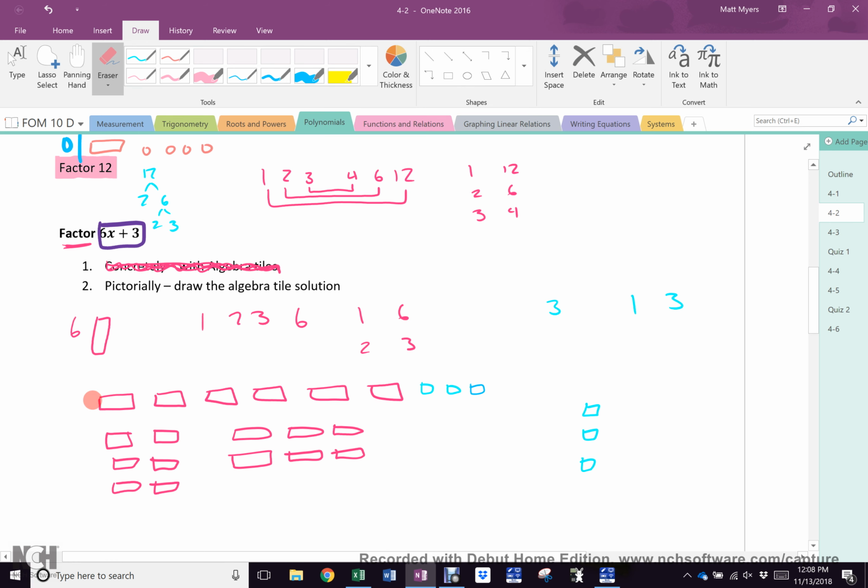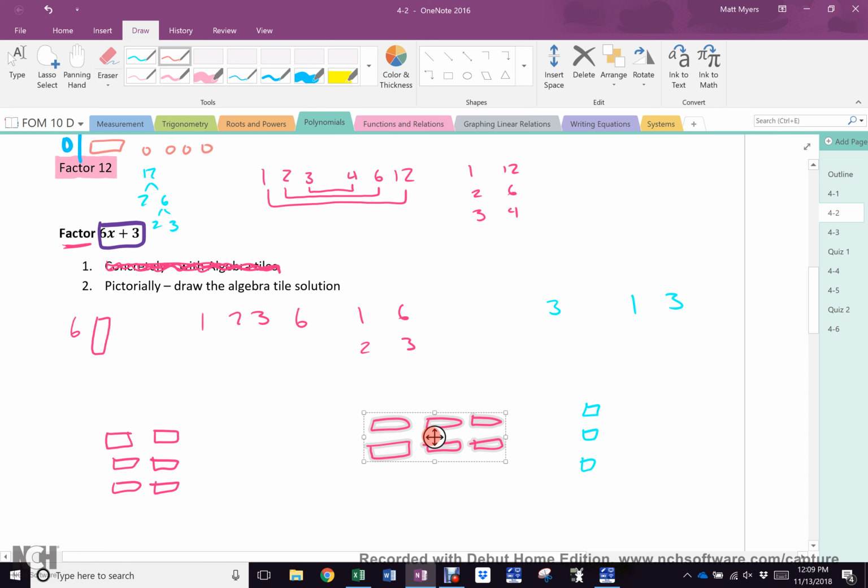So I know this guy doesn't work. I'm going to get rid of it. What about one of these two? Can I make a rectangle with one of those two? Which one? I'll separate them so it's easier to work with for you guys, because this is all visual, yeah? Which one of those works with the one I've got left over? The one on the left or the one on the right? The one on the left. Why?